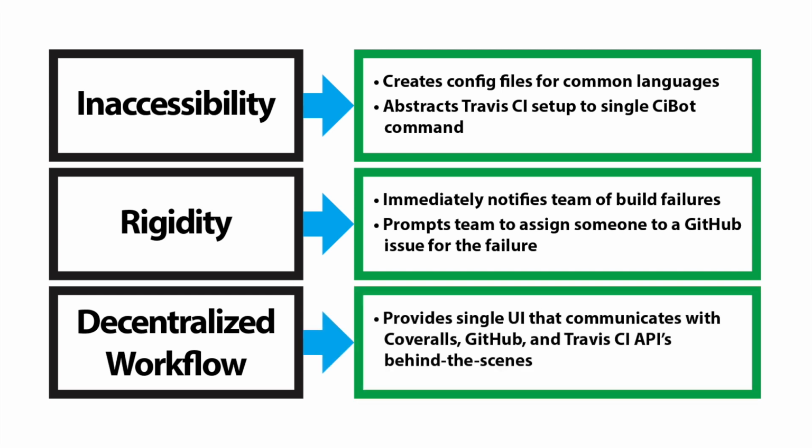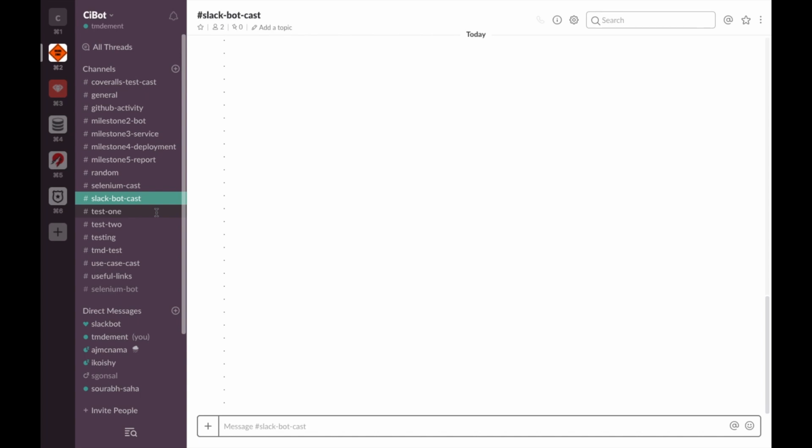To solve CI's decentralized workflow problem, CiBot uses the channel structure of a Slack workspace to integrate communication with the coveralls, GitHub, and Travis CI APIs. For the purposes of build failures, coverage loss, and issue assignment, the team should never need to leave their Slack channel and IDE. Our first use case shows how CiBot solves CI's inaccessibility problem by abstracting the whole Travis CI setup process to a single interaction with the bot.